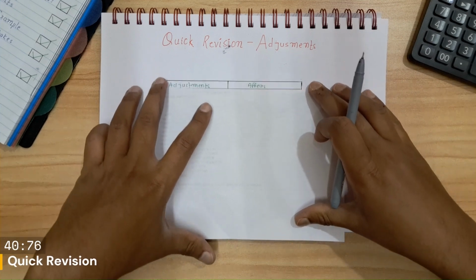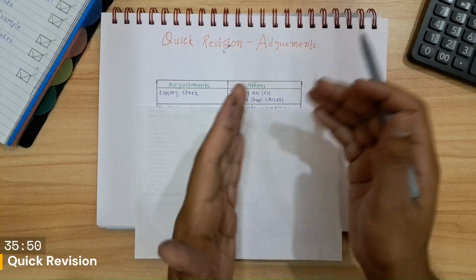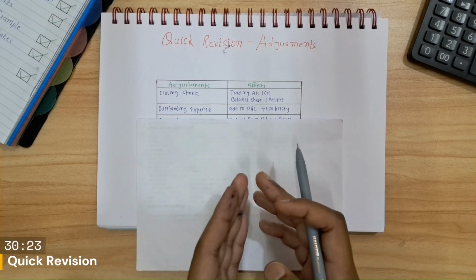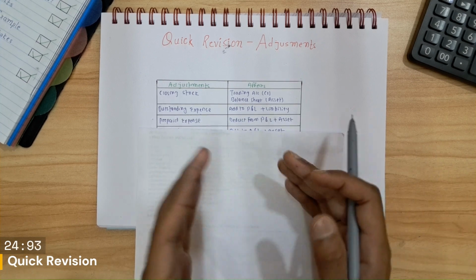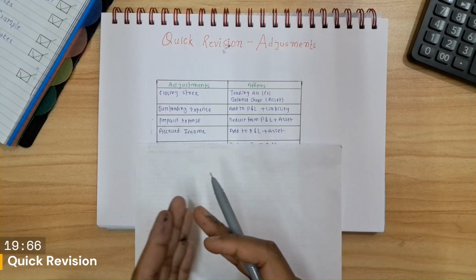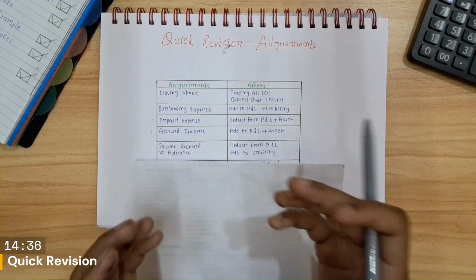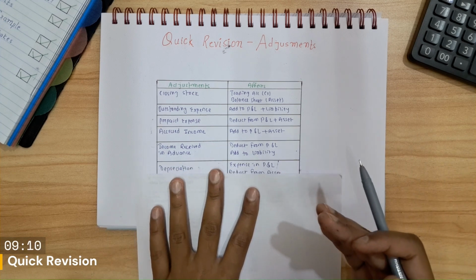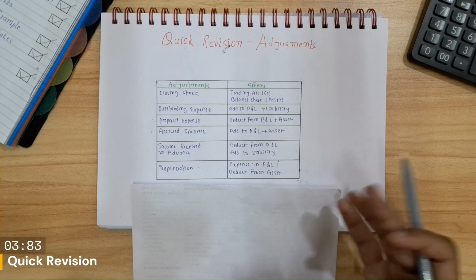Here is a super quick recap of adjustments and their effects. Closing stock: trading account, credit side, and balance sheet, asset side. Outstanding expenses: add to P&L and also add to liabilities. Prepaid expenses: debit expense, deduct from P&L and add to assets. Accrued income: add to P&L and also to assets. Income received in advance: deduct from P&L and add to liabilities. And lastly depreciation: expense in P&L, debit side, and deduct from assets.